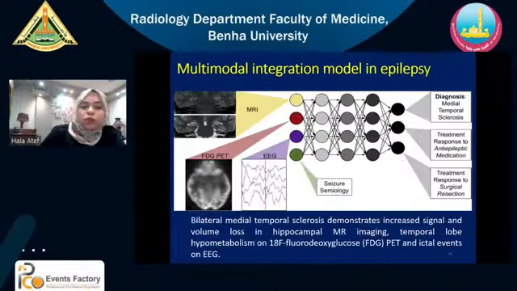Another example of multimodal integration is a case of epilepsy. The image data tell us that there is high signal intensity in the hippocampal region with atrophy. Besides the hypometabolism in the temporal lobe in the PET scan and ictal waves in the EEG, besides the information from the seizure semiology, all this data is fed into the input layer to give us the final diagnosis as medial temporal sclerosis. Also, it gives us a prediction for treatment response, either for anti-epileptic medication or for surgical resection.